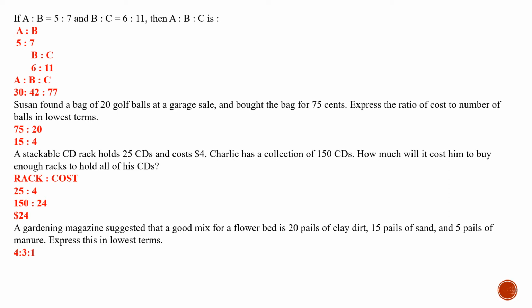Okay, the second one is quite easy. Most of you got this right. Express the ratio of cost to the number. The cost is 75 cents to 20 balls, which is 15 to 4. Put it in your calculators, you'll get it in the lowest form. A stackable CD rack holds 25 CDs and costs 4. Charlie has 150 CDs. How much will it cost him to buy enough racks? I don't think this should be a problem. This should be okay as well. Most of you got this correct. The last one as well, most of you got this correct. 20, 15 and 5, put it in the lowest form, it will be 4, 3 and 1.